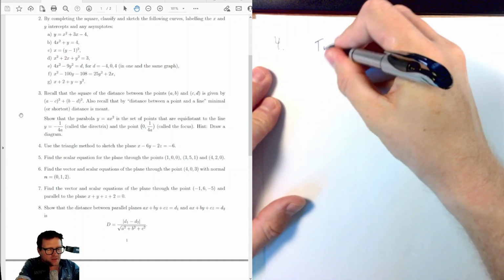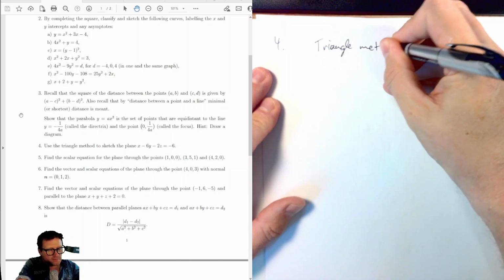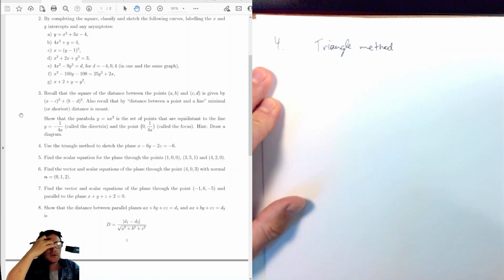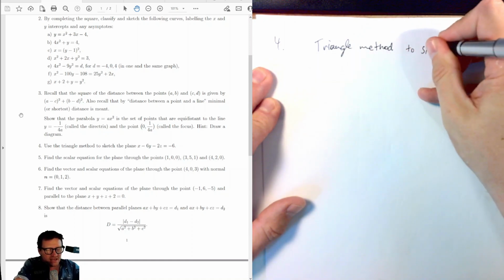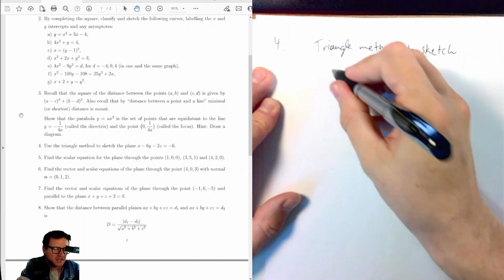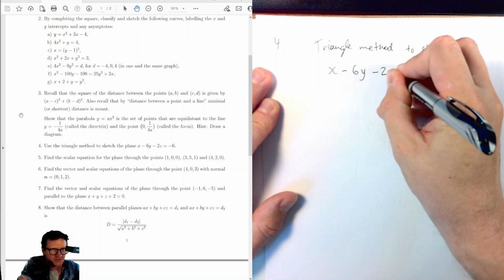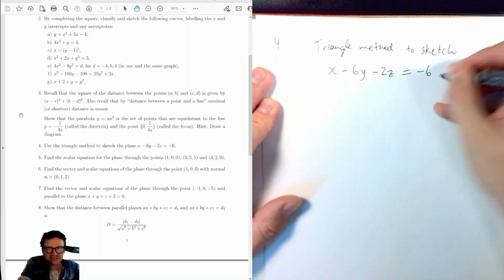Use the triangle method to sketch the plane x minus 6y minus 2z is minus 6.